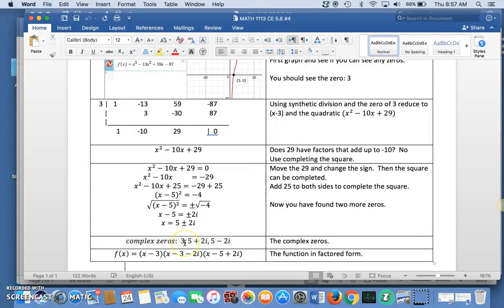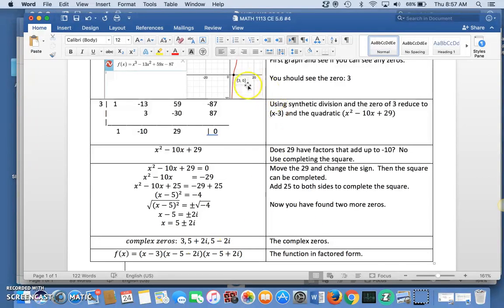So you had 3 that we got from the graph. These are the 2 that we found up above, and then you put it in factored form. x, change the sign, minus 3. And right here, this should be an x minus 5 minus 2i. The next one, x minus 5 plus 2i. And that is the function in factored form.